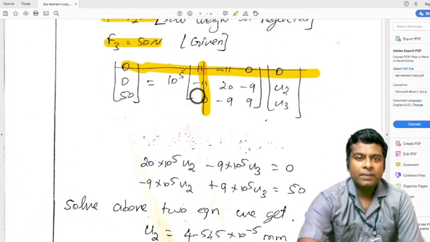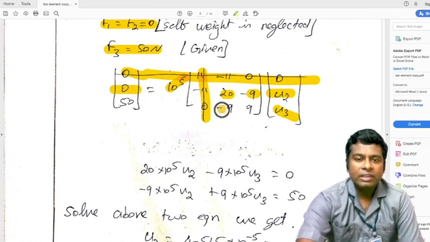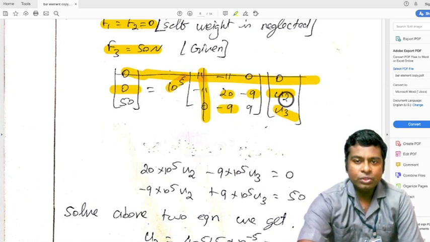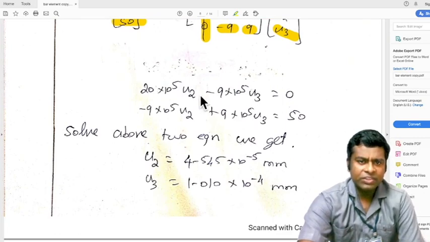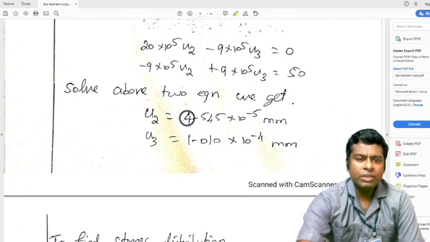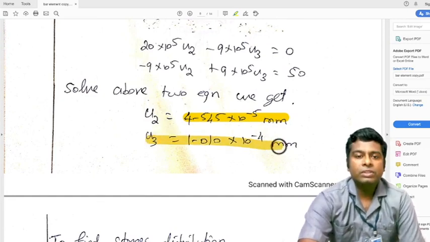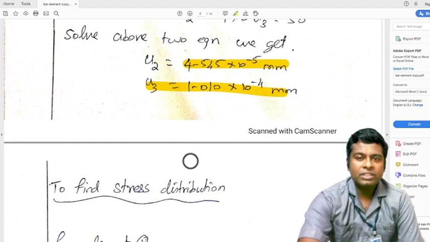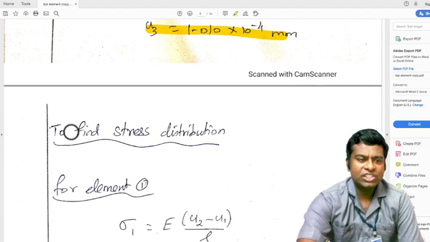That is 20 into 10 raised to 5 u2 minus 9 into 10 raised to 5 u3 equal to 0. Minus 9 into 10 raised to 5 u2 plus 9 into 10 raised to 5 u3 equal to 50. After solving these equations, the values yield u2 equal to 4.545 into 10 raised to minus 5 mm, u3 equal to 1.010 into 10 raised to minus 4 mm. Then next we go to find the stress distribution.